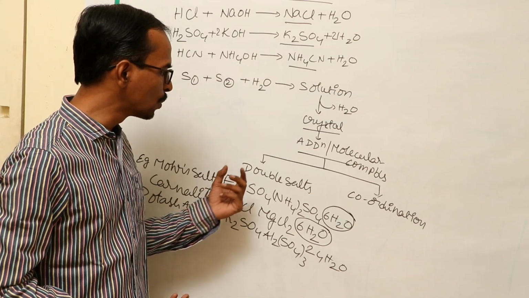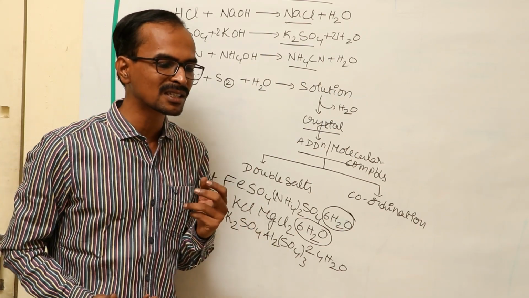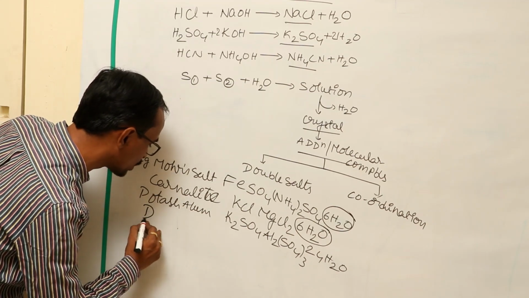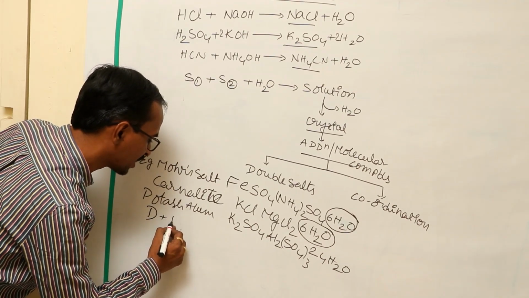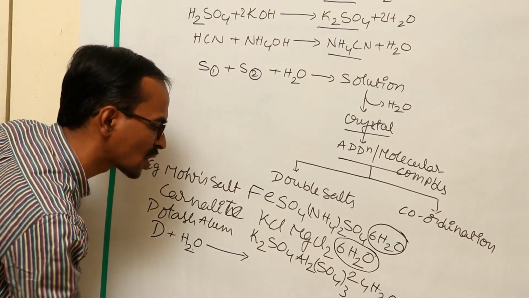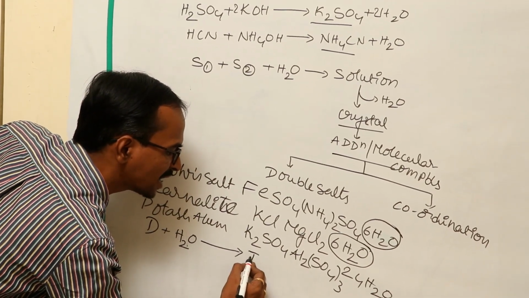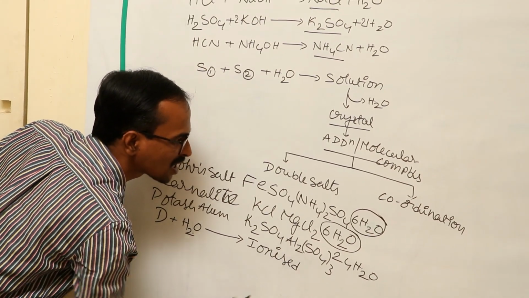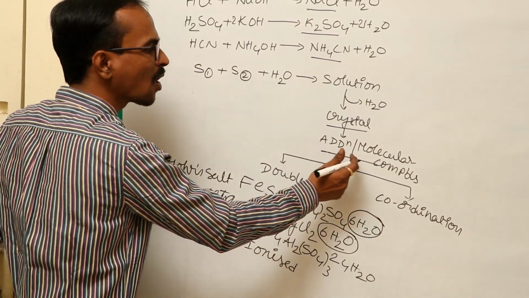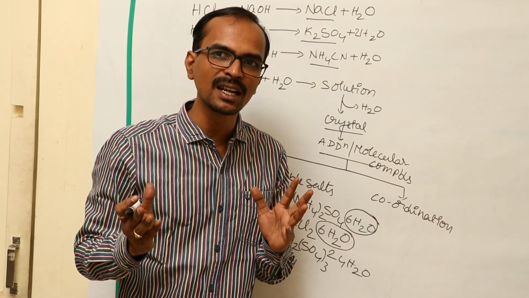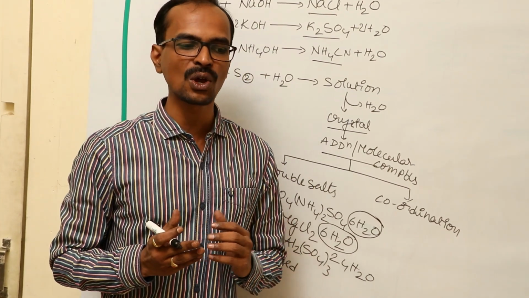Now let us have a look at these double salts. What do double salts mean? Simply, if you add a double salt to water, when water is added to the double salt, it gets ionized completely. So double salts are the molecular or addition compounds which get ionized completely in aqueous solutions.